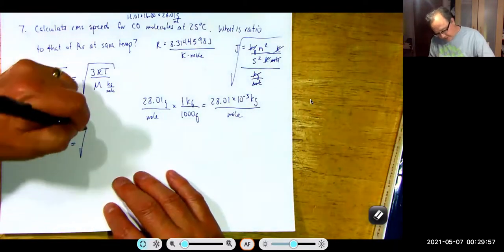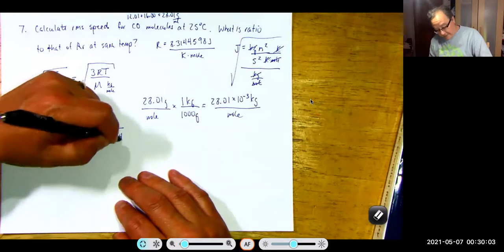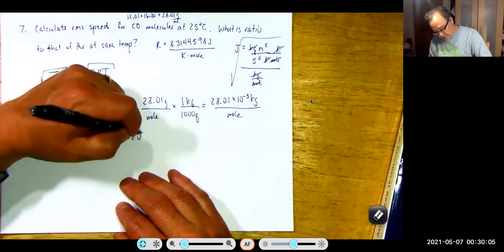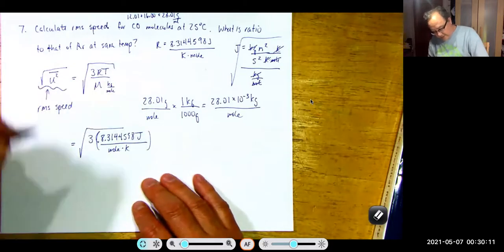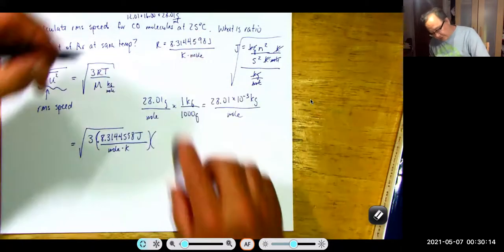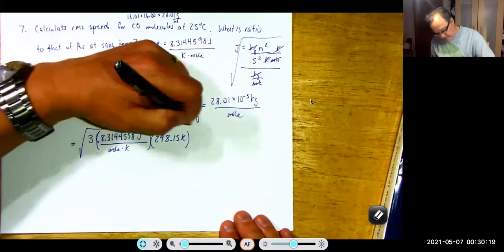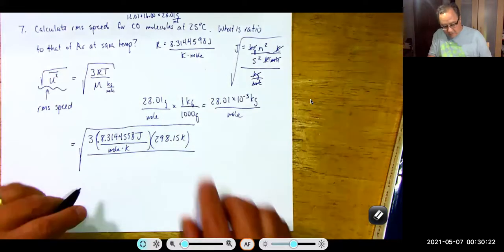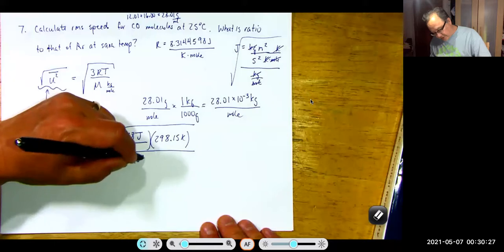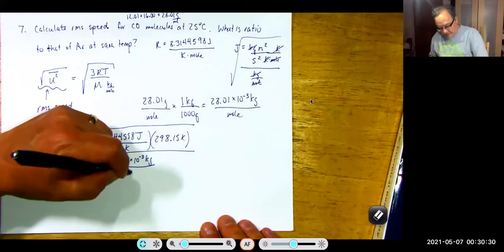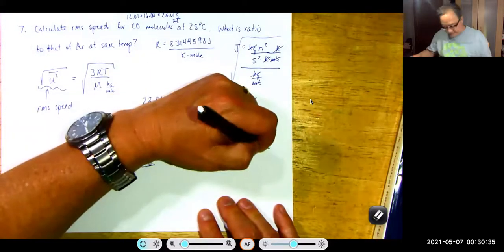What is the speed? 3 times 8.3144598 joules per mole per K. And the temperature at 25 degrees Celsius is 298.15 K. And then all of this over the molar mass, which is 28.01 times 10 to the minus 3 kilograms per mole. Now, since we have this as kilograms per mole, we know we're going to get meters per second over here.